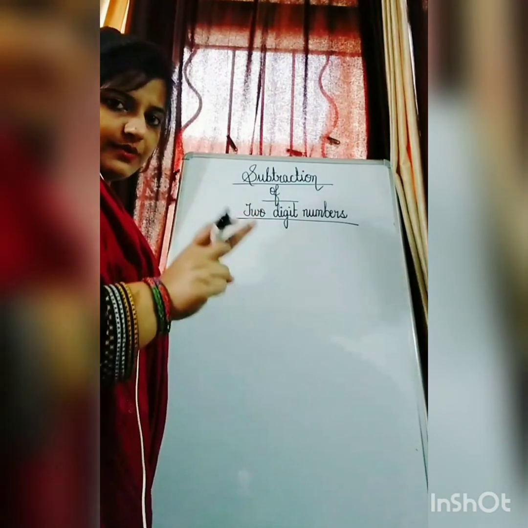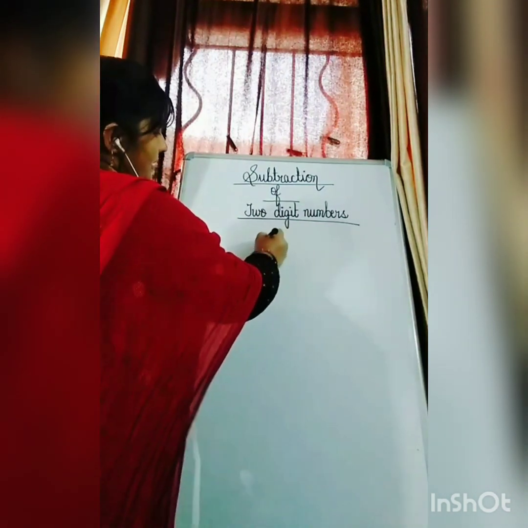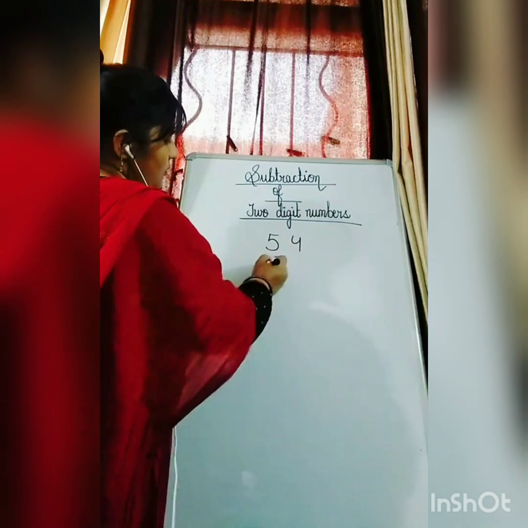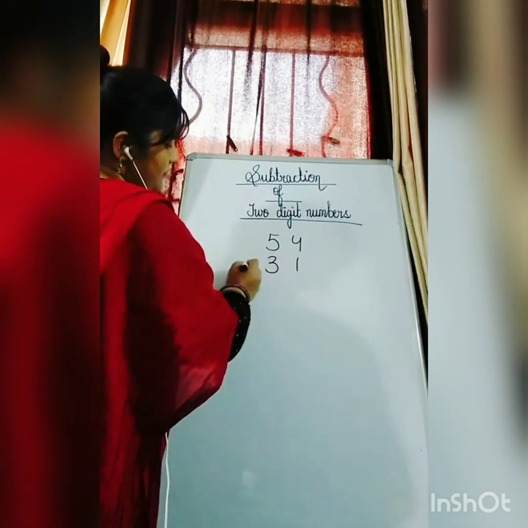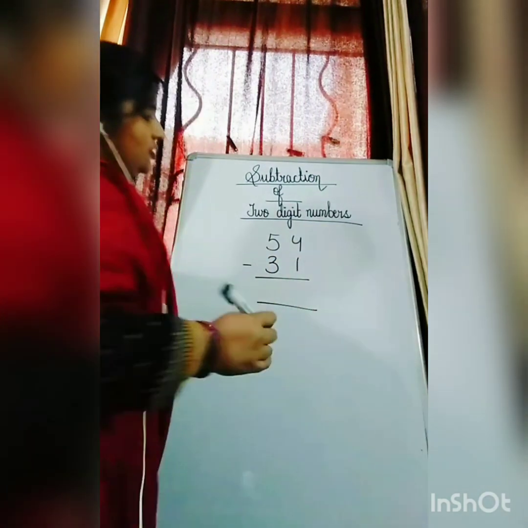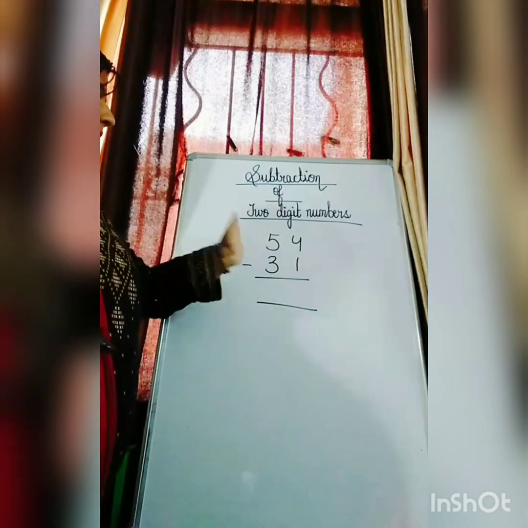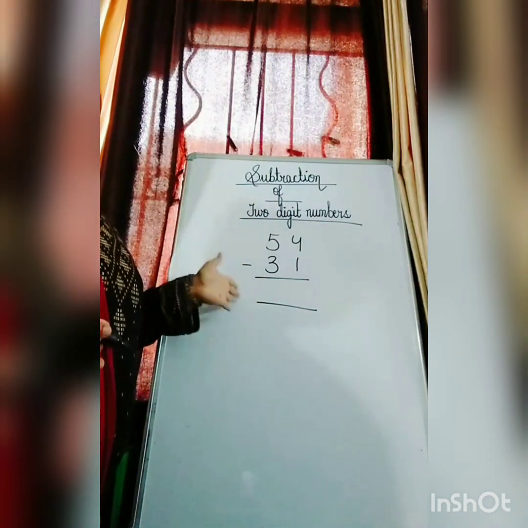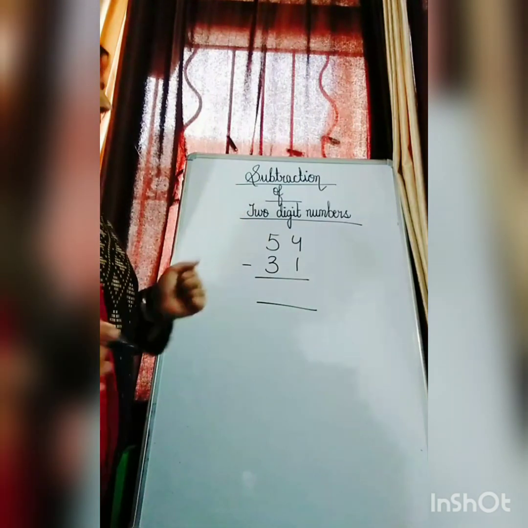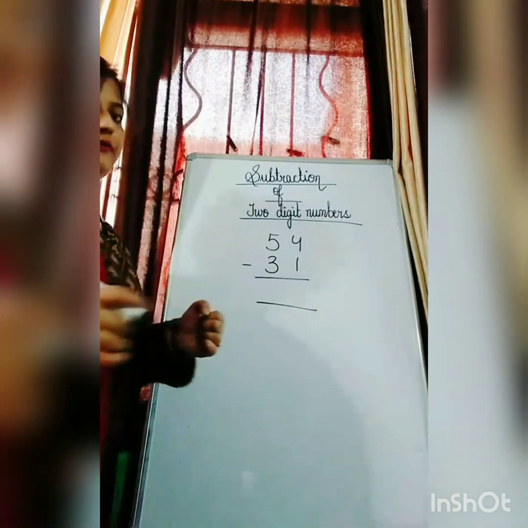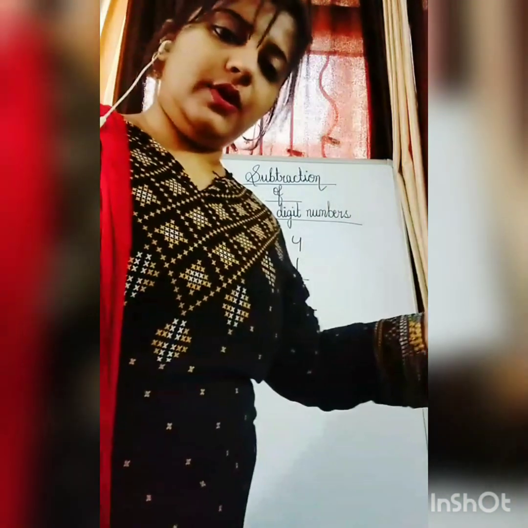I have two numbers over here. I'm taking 54 and 31. 2-digit subtraction I am doing. So that means I'm going to take 2-digit numbers 54, 31. How are you going to subtract? By using your fingers, right? Same way, from your left side you are going to start, right? This is the left side.